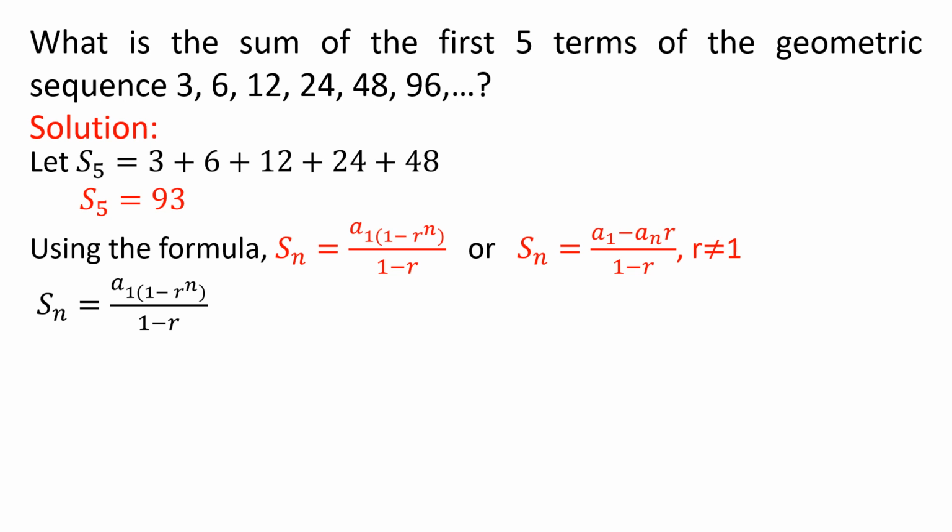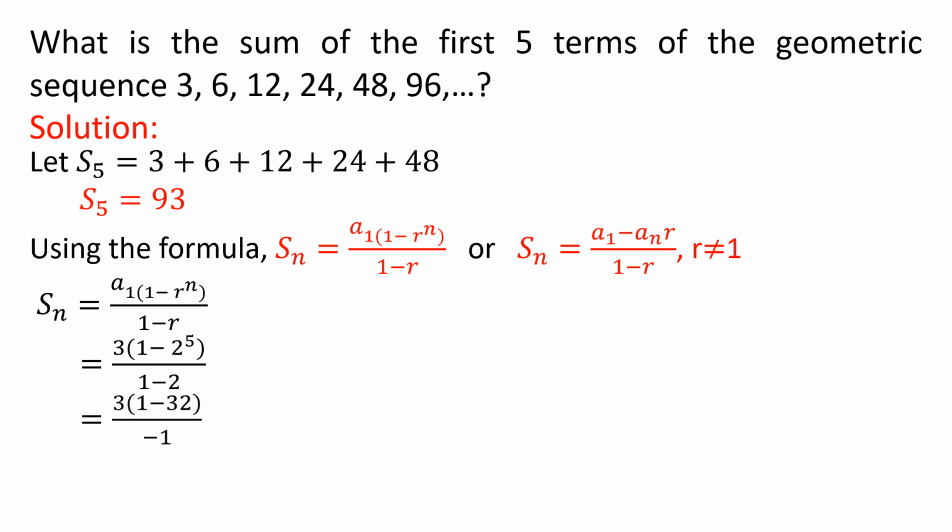We have to substitute the values. The given a sub 1 is equal to 3, then followed by 1 minus r, where the value of r is 2, and the value of n is 5. So 1 minus 2 raised to 5, all over 1 minus the value of r, which is 2.